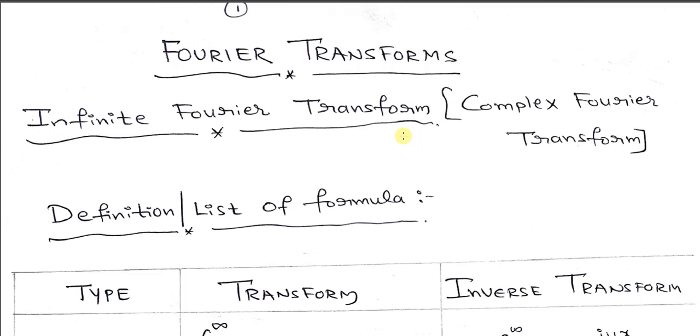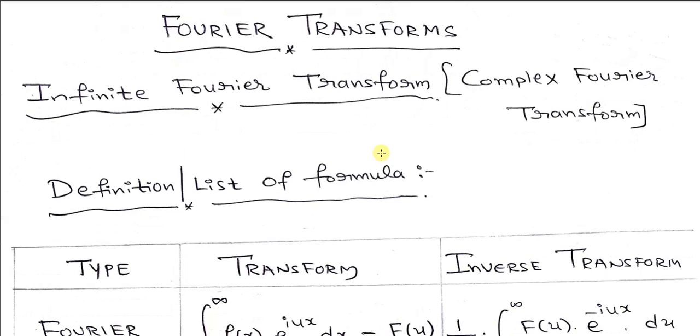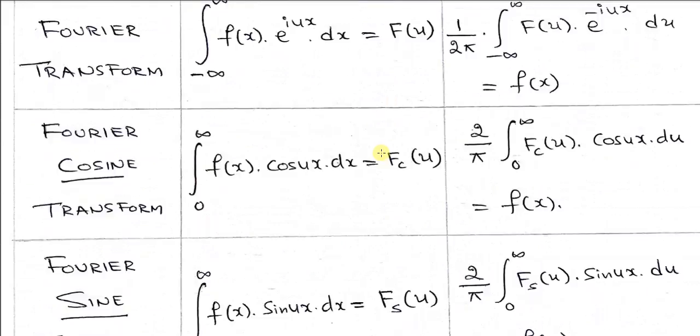In the last video we discussed the basics of Fourier transform, and mainly we discussed problems related to Fourier transform and inverse Fourier transform. In this video let us discuss problems based on Fourier sine transform, Fourier cosine transform and how to solve integral equations. Let's quickly recall the formulas required for this video.